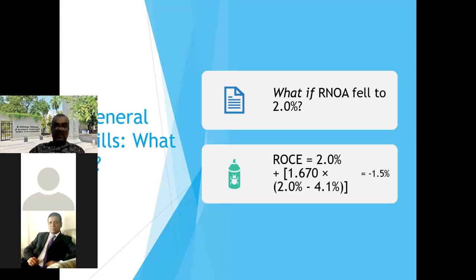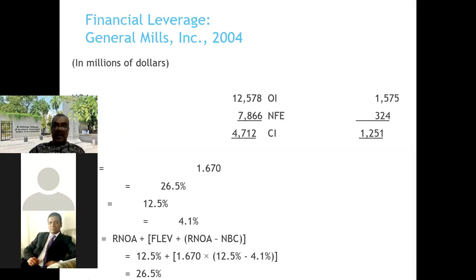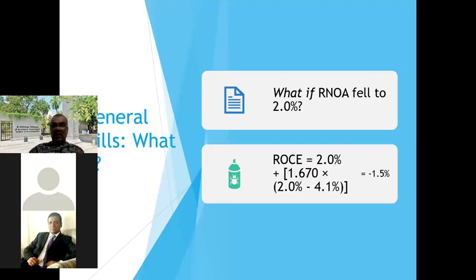The spread becomes, provided that the rest is the same, net borrowing cost is 4.1, return on net operating asset is 2, therefore 2.1 is a negative spread. You can see here. So 2.1 into 1.6 will be the net impact.